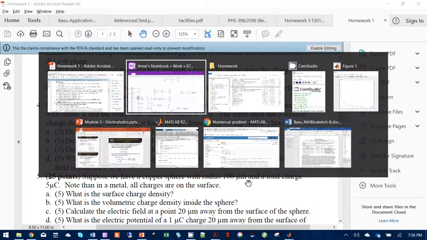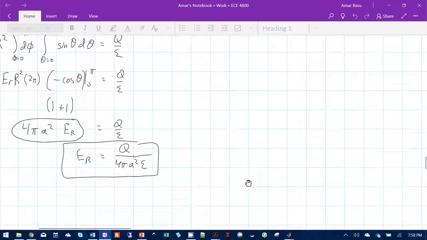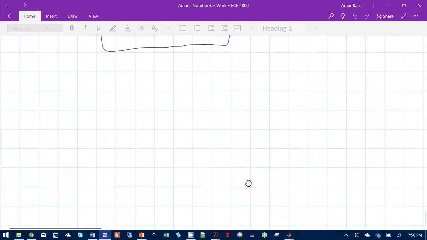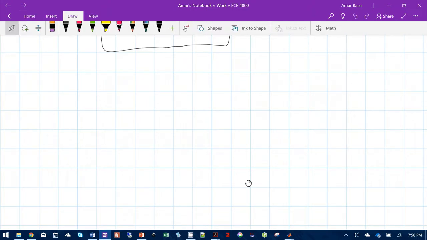So the way it would look like this. One shell has radius A, the other one has radius B.